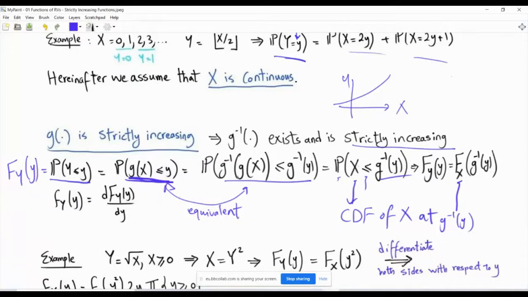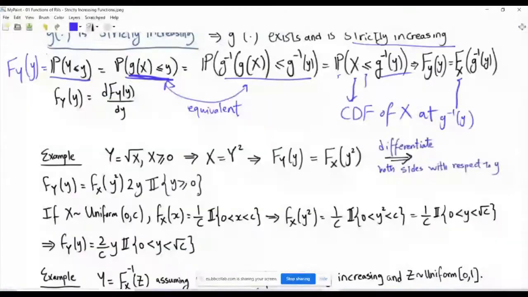So if your function is strictly increasing and you want the CDF of y, what you can do is, if you have the CDF of x, F sub big X of small x, replace each small x in the function by the inverse of the function g applied to y. So let's see an example.